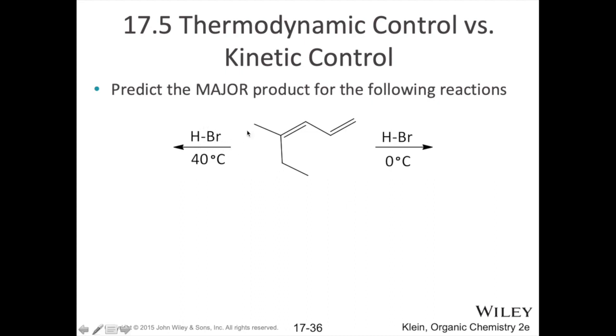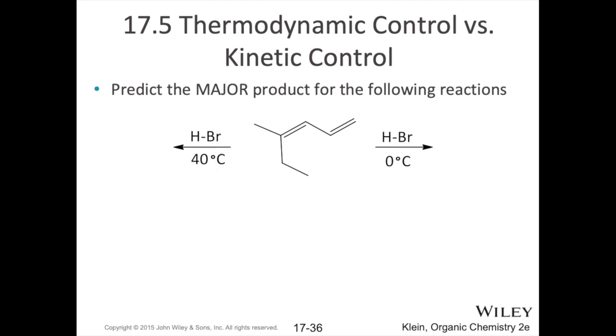We have HBr. We're going to do an addition reaction of HBr across one of those alkenes. And again, notice we're doing this at a higher temperature and a lower temperature. So we're going to have our 1,2 adduct and our 1,4 adduct, and one's going to be a kinetic product at that lower temperature, and one's going to be a thermodynamic product at that high temperature.